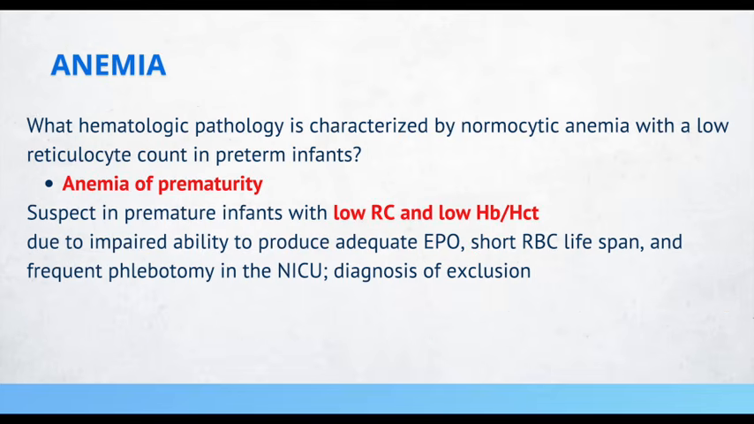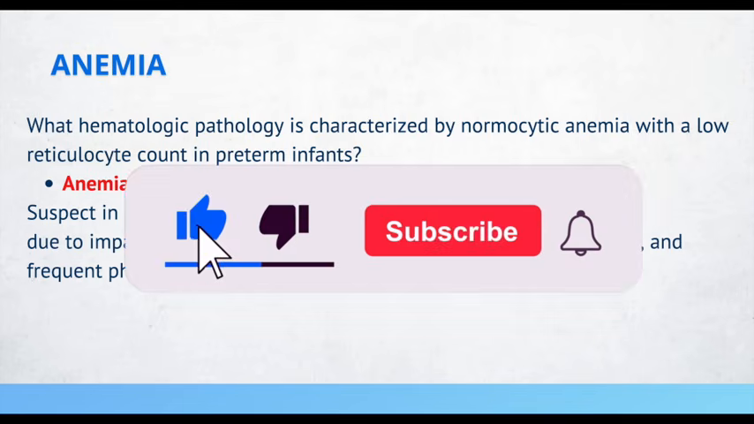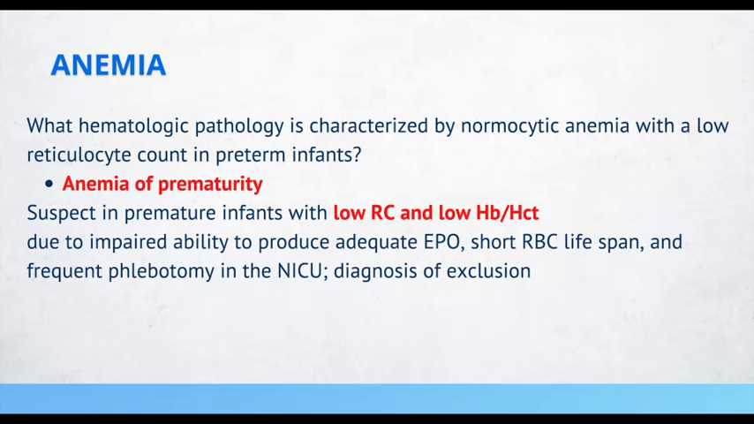What hematologic pathology is characterized by normocytic anemia with a low reticulocyte count in preterm infants? Anemia of prematurity. So we need to suspect anemia of prematurity in premature infants with a low reticulocyte count, rather, and low hemoglobin. Anemia can be seen in premature newborns due to impaired ability to produce adequate EPO, a shorter red blood cell lifespan, and frequent phlebotomy in the NICU.